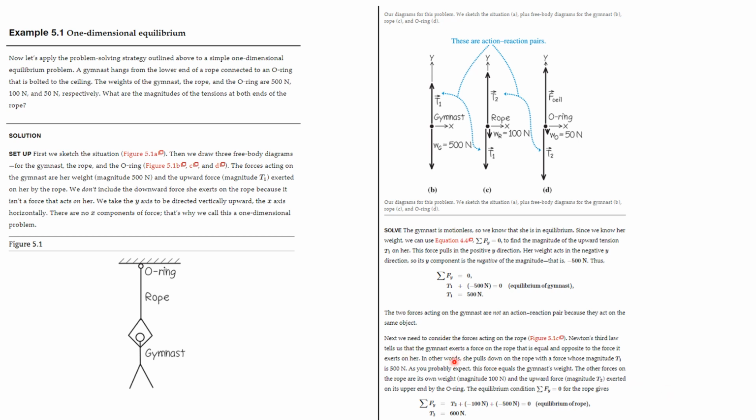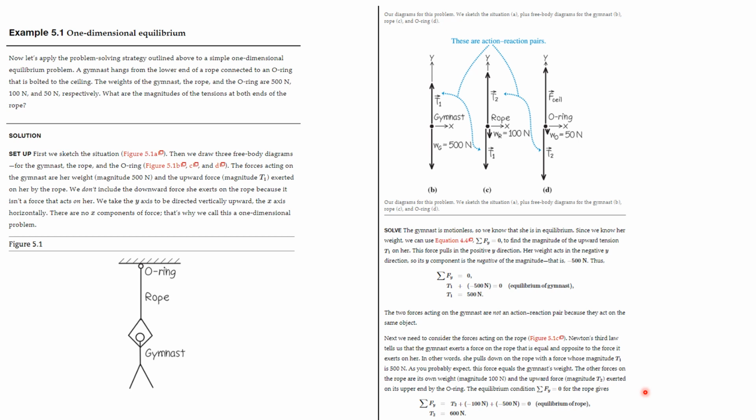So Newton's third law tells us that the gymnast exerts a force on the rope that is equal and opposite to the force it exerts on her. In other words, she pulls down on the rope with a force whose magnitude T1 is 500 newtons. As you probably expect, the force equals the gymnast's weight. But the other forces on the rope are its own weight, 100 newtons, and the upward force, magnitude T1, exerted on the upper end by the O-ring.